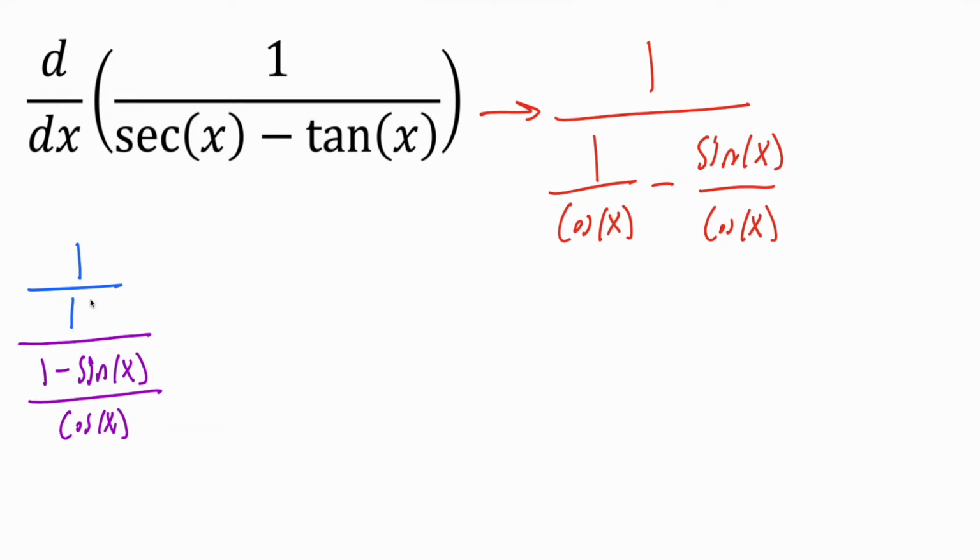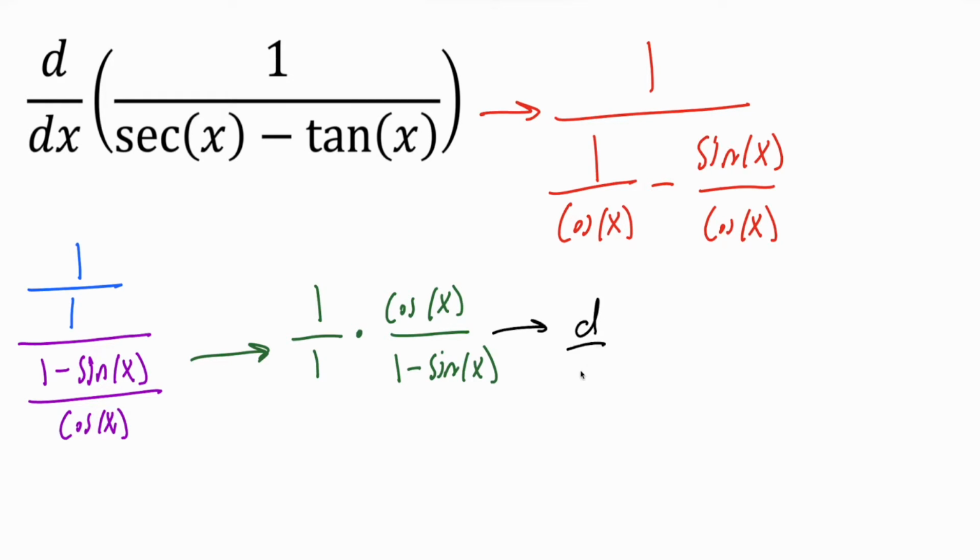And so right now we have a fraction divided by a fraction, and we can actually figure this out. We'll get 1 divided by 1. We can change this to multiplication if we flip it. So this would be cosine x divided by 1 minus sine x. And obviously 1 divided by 1 cancels out, we get 1. And so right now what I'm going to actually do is calculate the derivative of cosine x divided by 1 minus sine x. And so this is what we have.